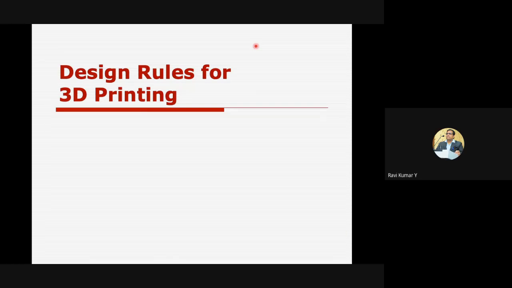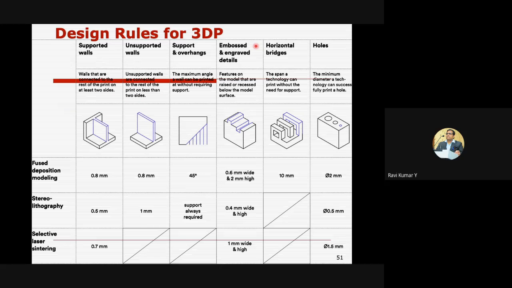And let me come to the last part of my presentation, the design rules for 3D printing. Of course, in order to know these design rules, we have to have thorough knowledge about all these 7 processes. Why? Because each process will behave differently. Why? Because it will vary from the raw material, and it will vary from the energy source. It will vary from the physics or the bonding mechanism that is undergoing.